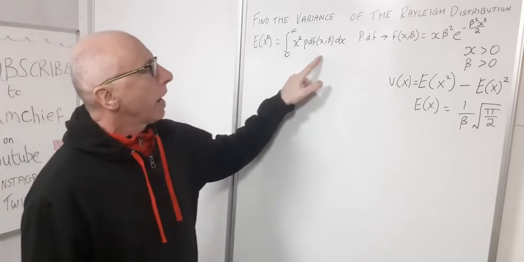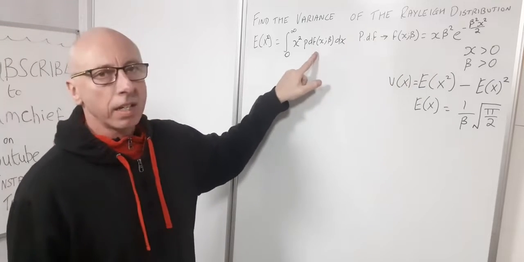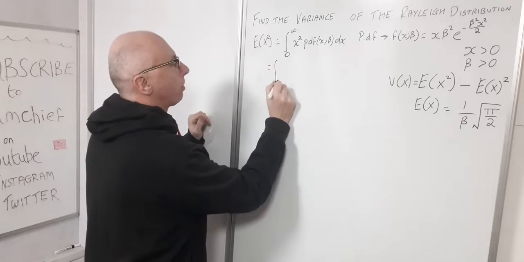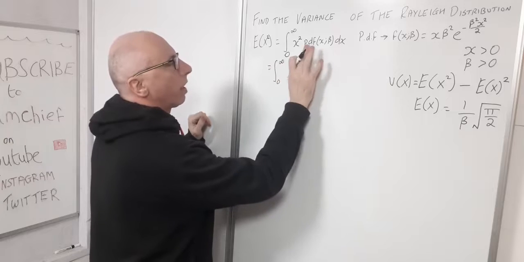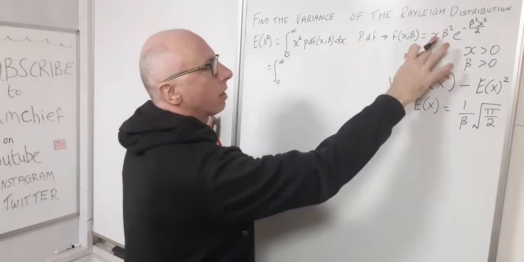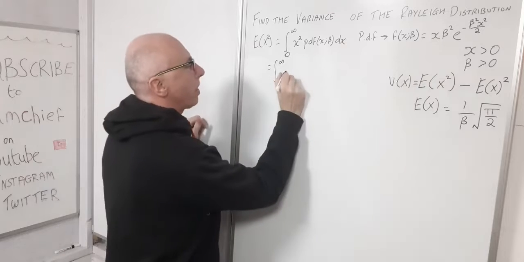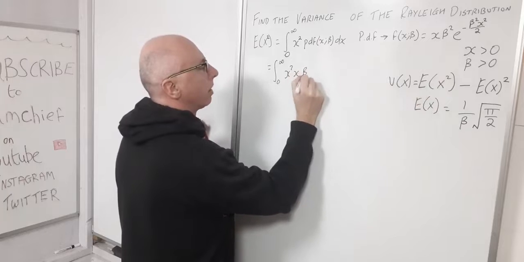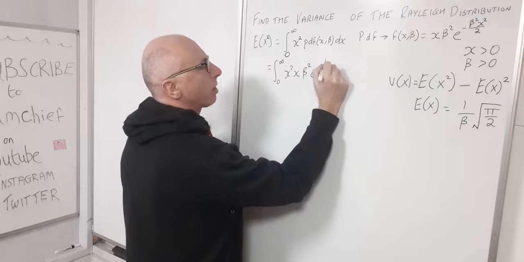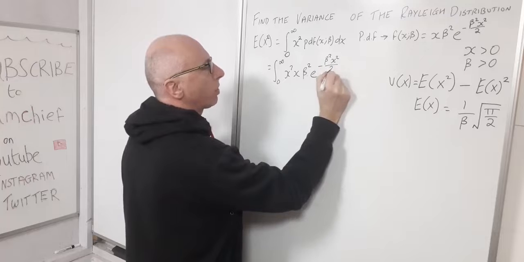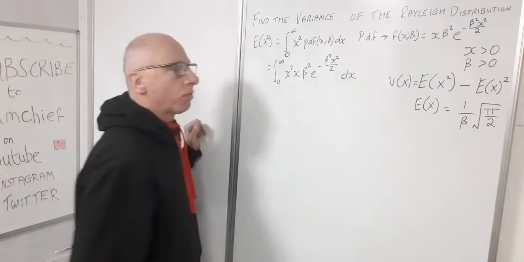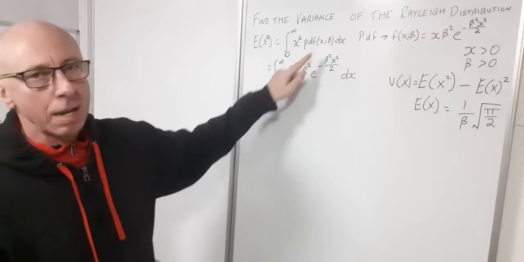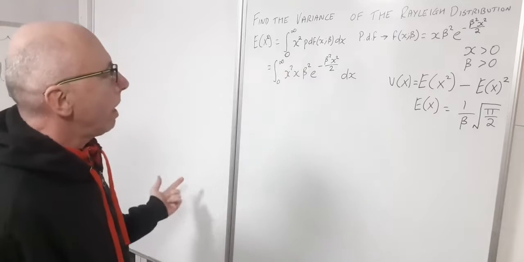So all I need to do now is just plug in this PDF in here, and then let's see if we can integrate it. So this equals, from 0 to infinity, our PDF is x squared times this. Well, I've got an x there, so I'm just going to write the x squared next to the x, that's fine. And then beta squared e to the minus beta squared x squared over 2, and then integrate with regards to x. So I've got x squared times x, so that's nice and clear so you can see what's happened there. Okay, so how am I going to integrate this?